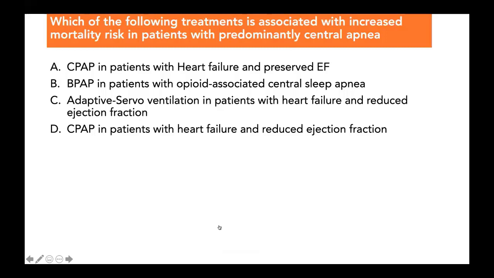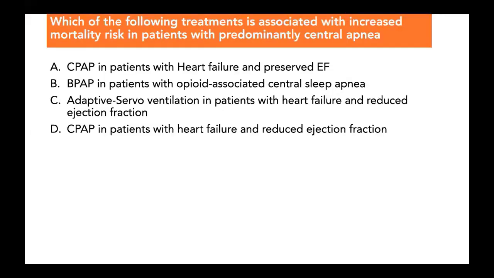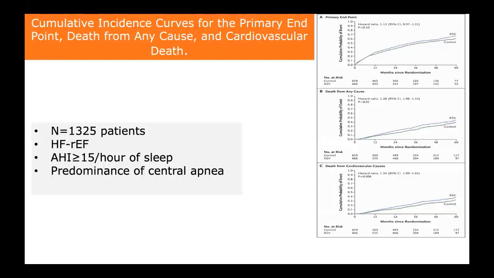Which of the following treatments is associated with increased mortality risk in patients with predominantly central apnea? CPAP in patients with heart failure and preserved ejection fraction, BPAP in opioid-associated central apnea, ASV in patients with heart failure and reduced ejection fraction, or CPAP in heart failure and reduced ejection fraction. And the answer is adaptive servo-ventilation in patients with heart failure and reduced ejection fraction.